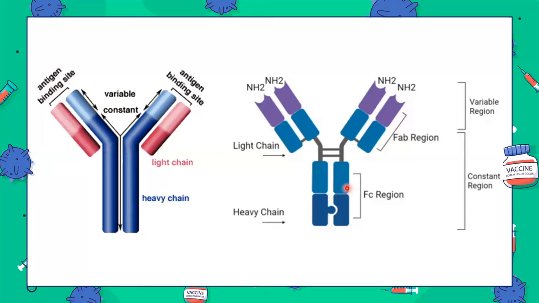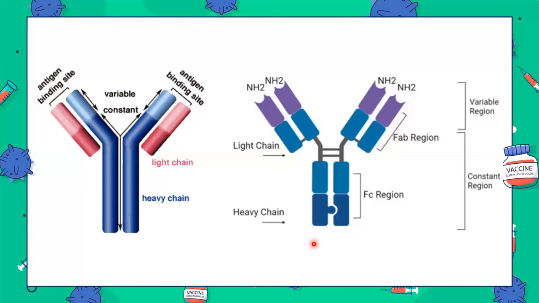Okay. Now, aside from constant and variable region, we also have this FC region and this FAB region, which are separated by a hinge region, which kind of looks like a door hinge and it has flexibility. So the FC portion of the antibody molecule is the constant region of the heavy chain. It does not include anything about the light chain. And this is where the biological activity of the antibody is confirmed, because as I mentioned, this is where we determine whether this is IgM, IgG, so far, so forth.